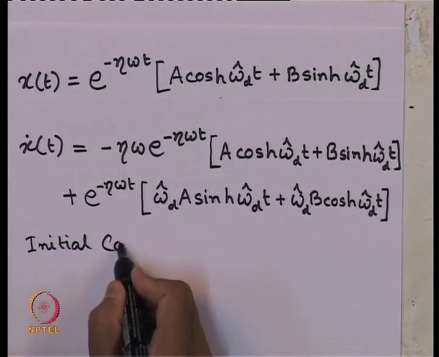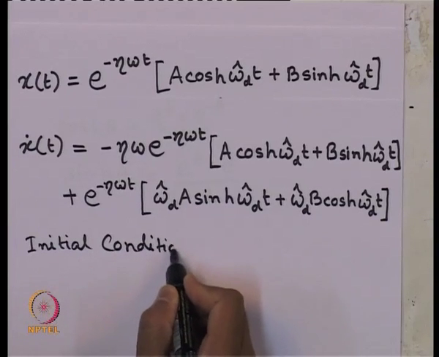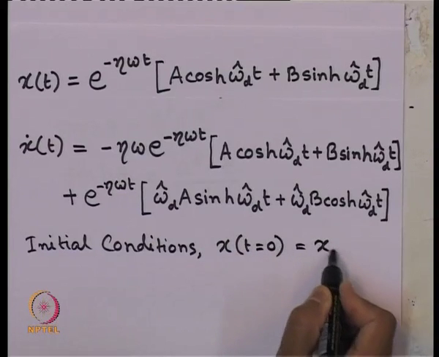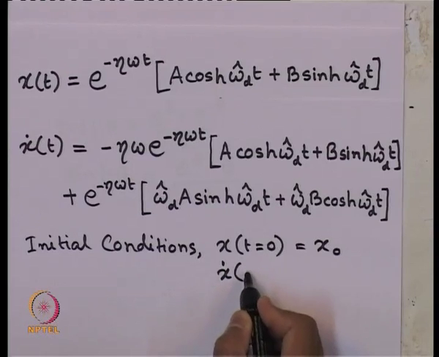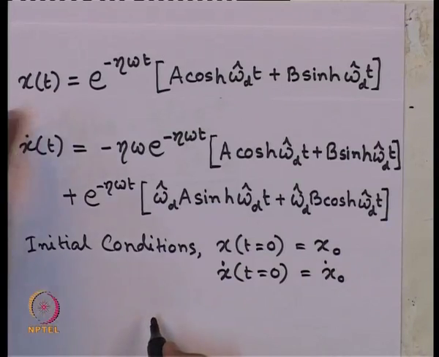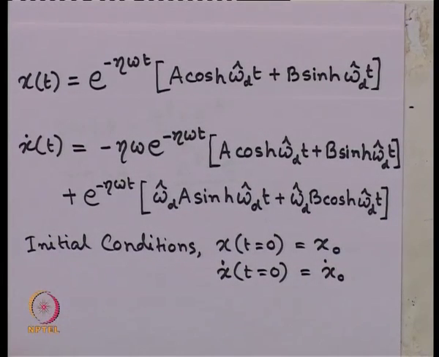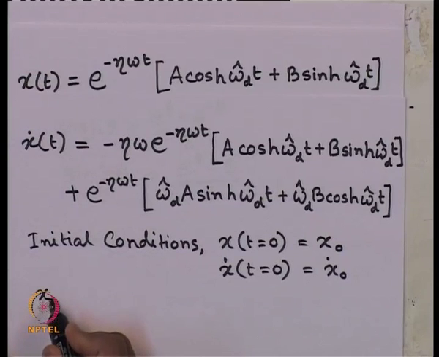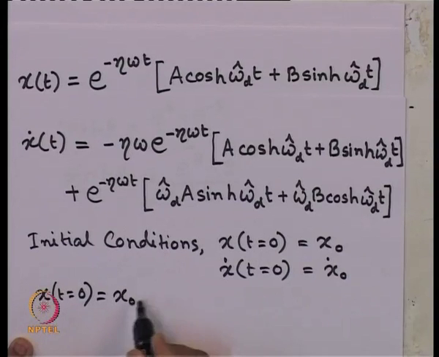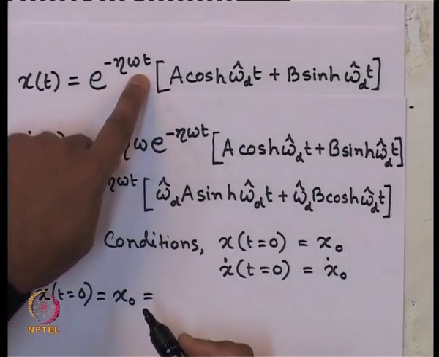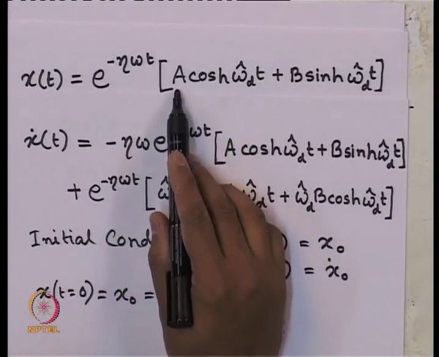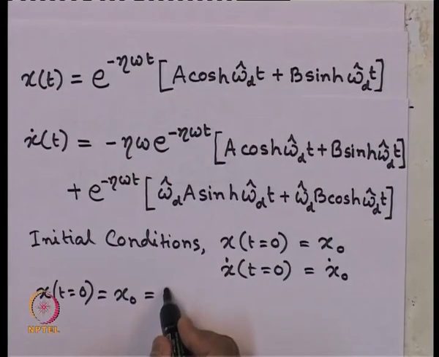So, initial conditions: x at t equals 0 is x naught, and velocity x dot at t equals 0 is x naught dot. From the first expression we can write x at t equals 0, which is x naught. If we put t equals 0 here, this becomes 1, this also becomes 1. So, a remains, this vanishes. So, this is only a.